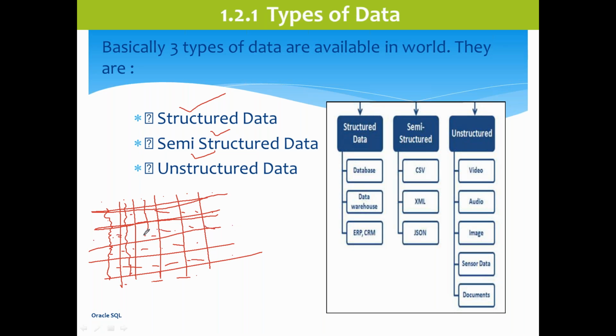So what are we getting here? We are getting the information row wise as well as column wise. And those are correct information. So this type of data we can call structured data.